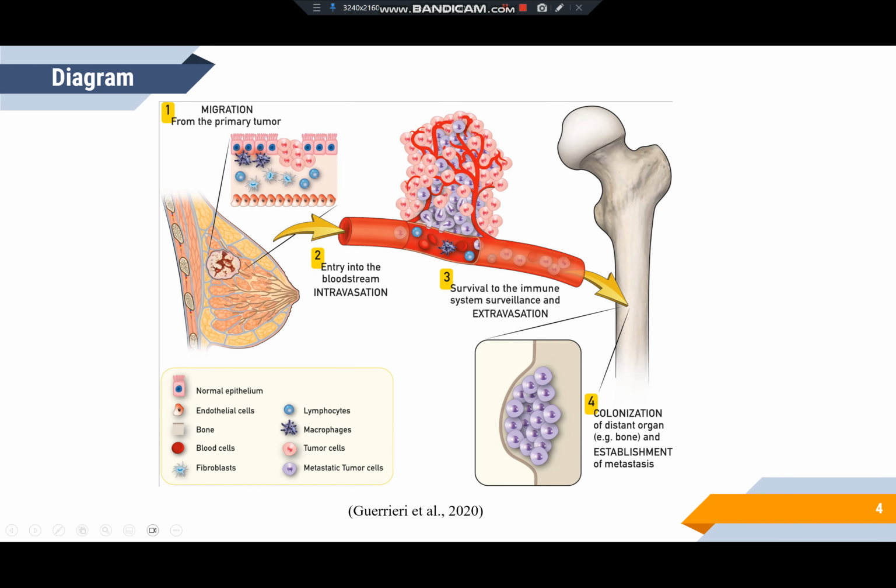And this is the diagram showing the steps of bone metastasis development.